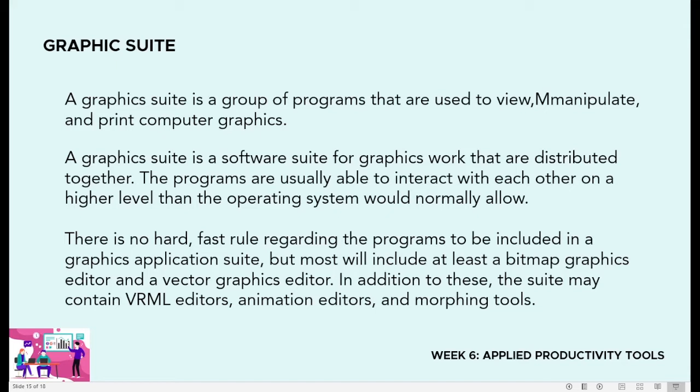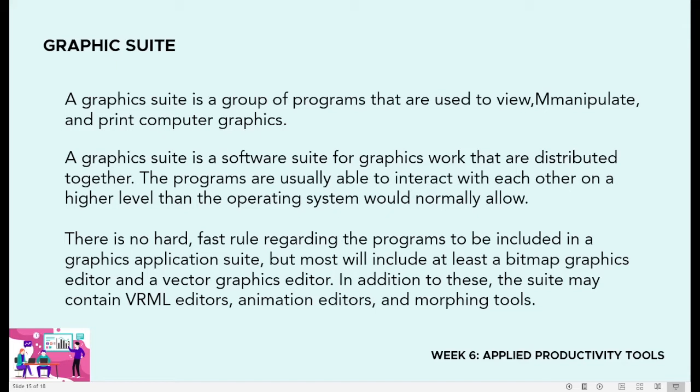So let's say bitmap is a pixel, it is a raster graphic, and then the vector graphics. When you say raster graphics, it is composed of pixels, which includes bitmap. Those that we see that become blurry, that look like squares. But when you say vector, it's linear. It uses geometric shapes and measurements, so whatever you see, it's still smooth and not pixelated. Okay? In addition, this suite may contain VRML editors, animation editors, and morphing tools. Okay. So with these, it takes extra effort just to create something like this.